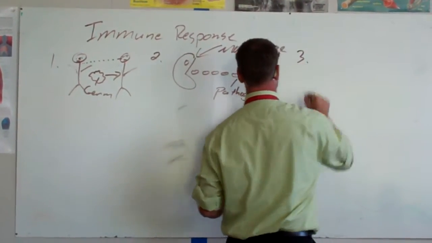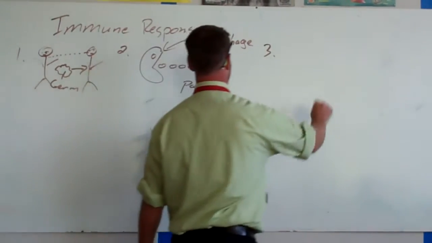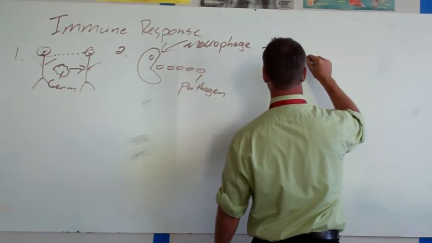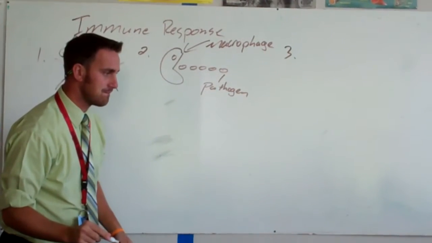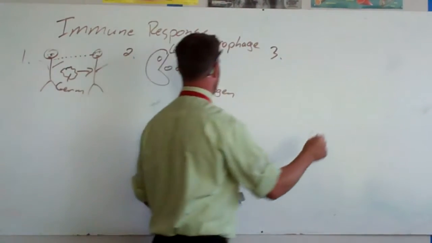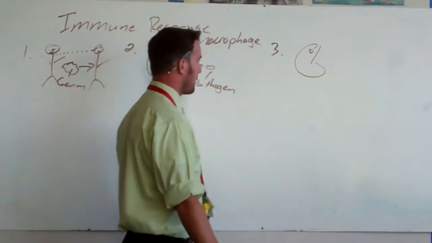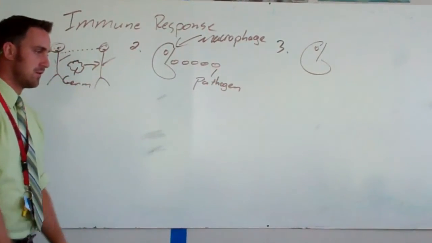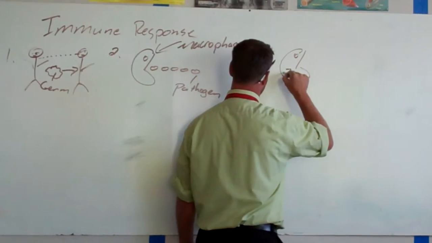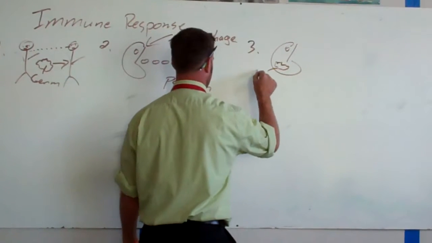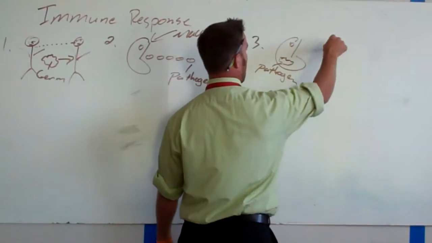Okay, third. Ben, go ahead. Macrophages digest pathogen and T cells recognize antigens. Okay, so the first part of it, we get a macrophage again. How can we show that the macrophage has engulfed or taken in a pathogen? You draw it in. Yeah, so I'm going to draw my pathogen inside of my macrophage. So he's destroyed it, he's taken it in, it's no longer out in the body.